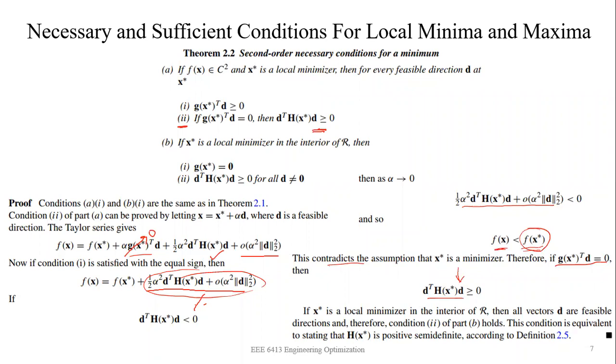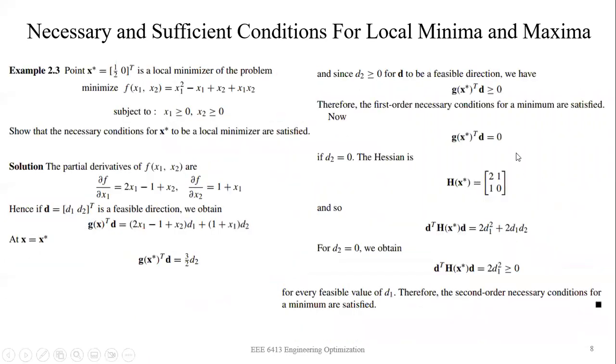So now let's look at these two problems with directional perturbation as well. Example 2.3, as well as example 2.4. So in example 2.3, as you can see, the point x* is given. Our x* is basically (1/2, 0). And the minimization function f(x) is given here, subject to the inequalities that x1 and x2 both have to be greater than or equal to 0. So we know that, and our objective is to show that the necessary conditions are fulfilled in our case.